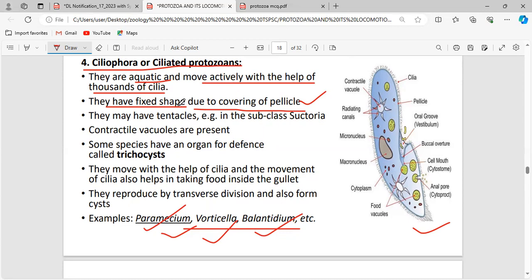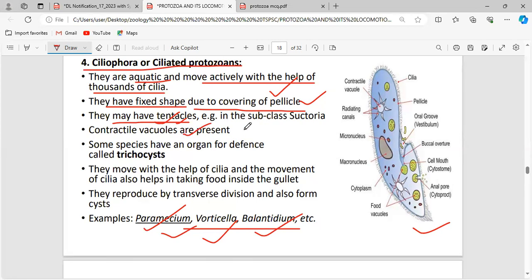Unlike amoeba, which is irregular in shape because of the absence of pellicle, Paramecium has the pellicle, so it acquires a definite shape. They may have tentacles. What do tentacles mean? They are used by the organisms for grasping and feeding on nutrients.